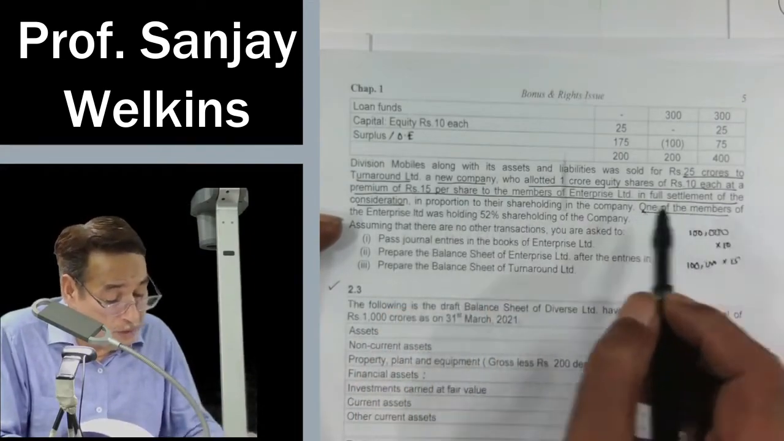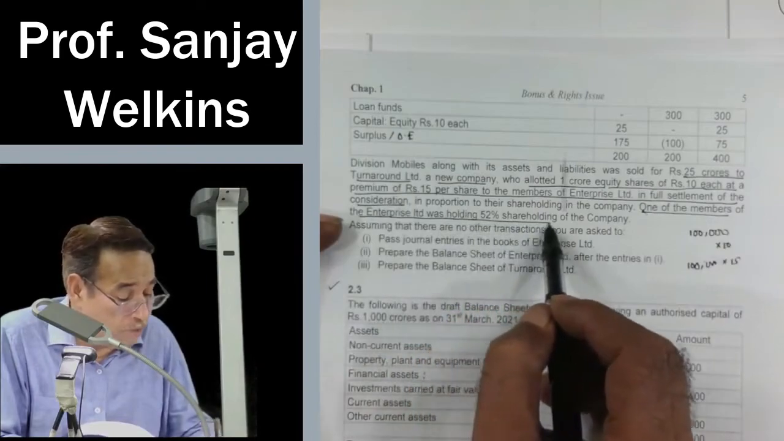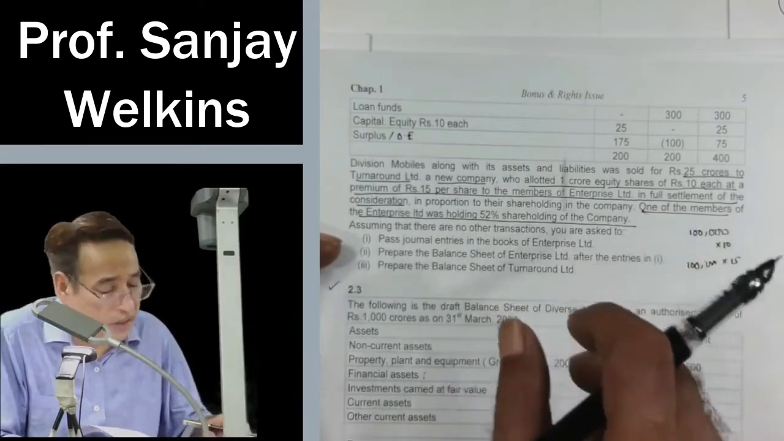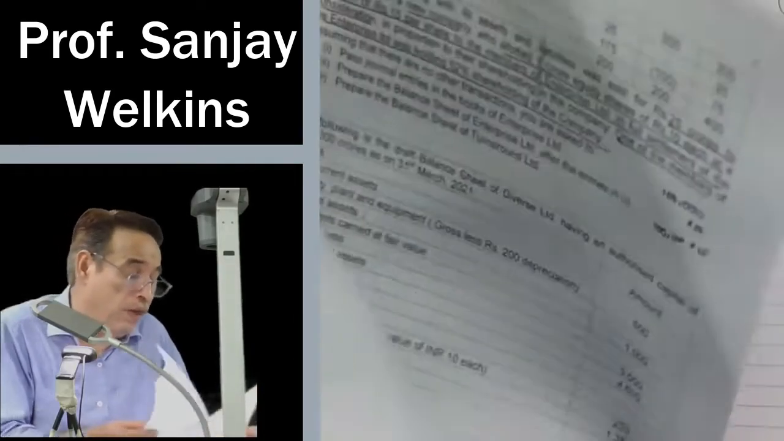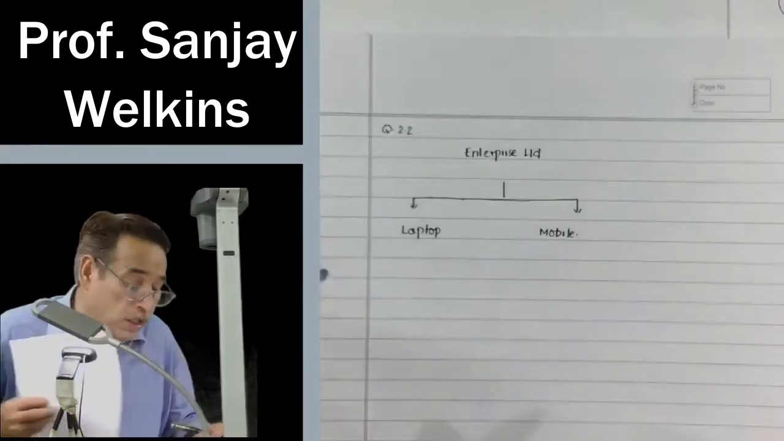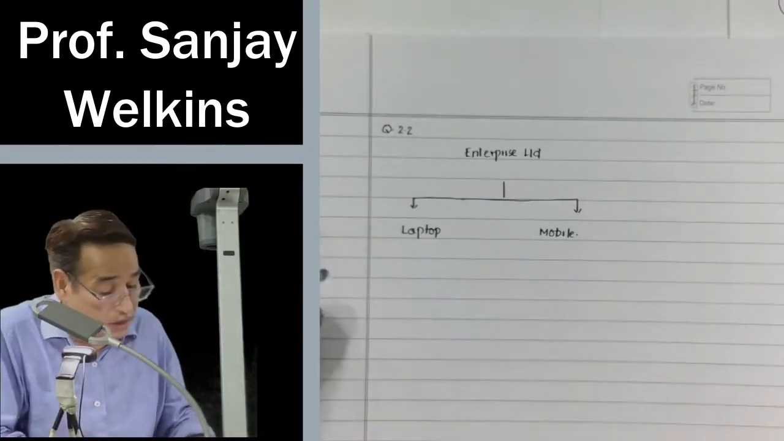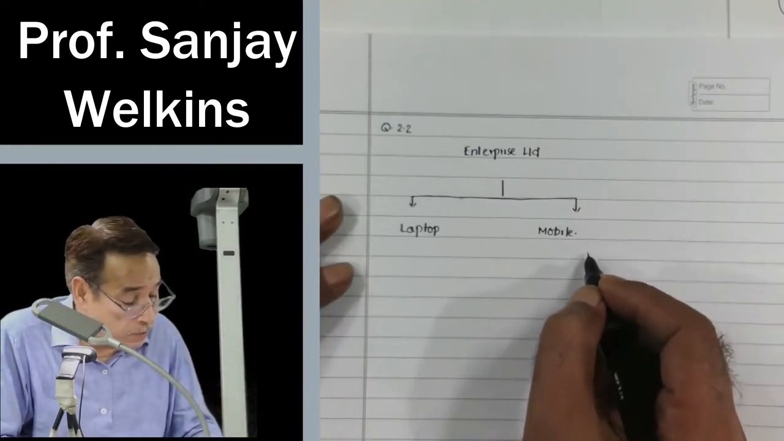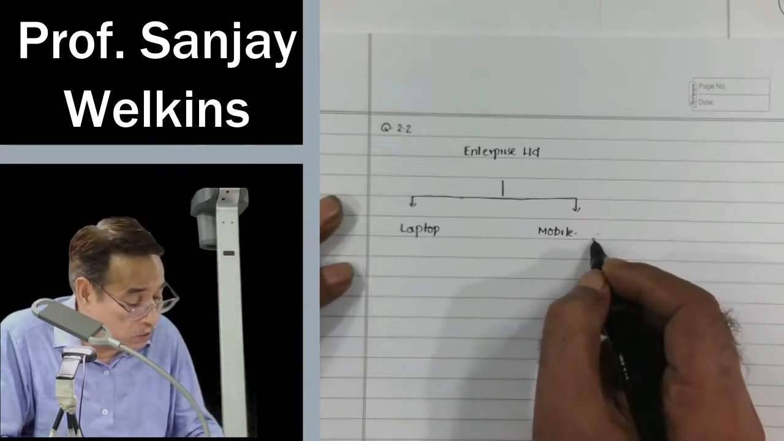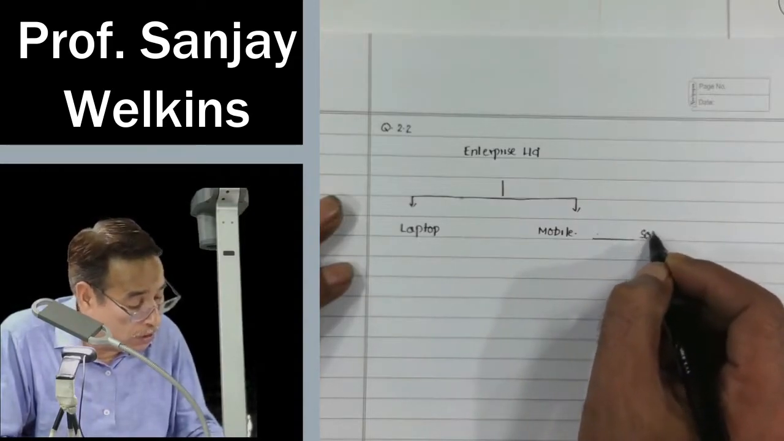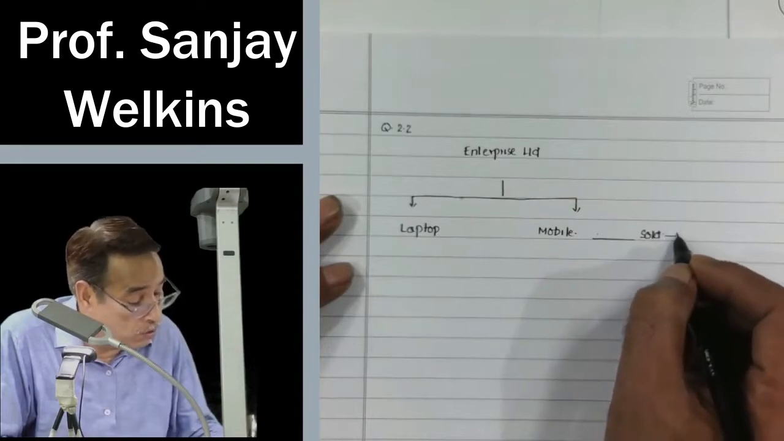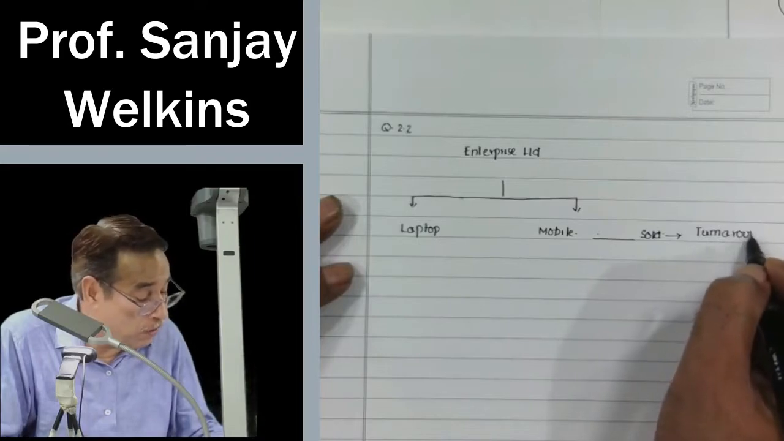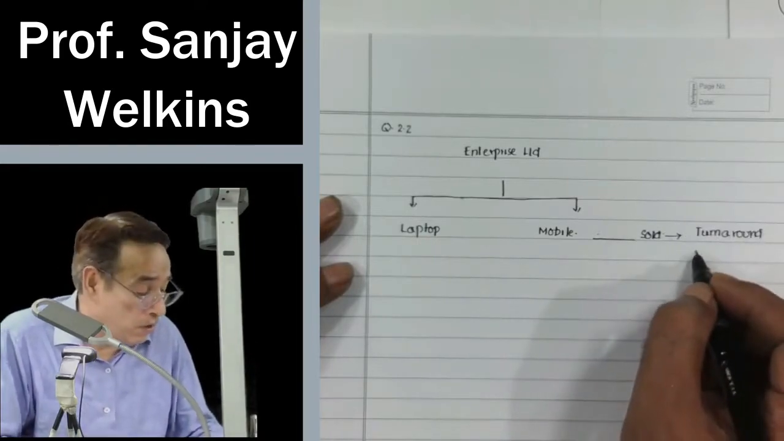One of the share members of the enterprise is holding more than 52% shareholding in the company. So this time it is clear that it is a case of common control. So we have to do all those things which we did in the last question. Correct? This is your Enterprise Limited, Laptop Limited. Mobile division is being sold. Mobile division is sold to Turnaround Limited.